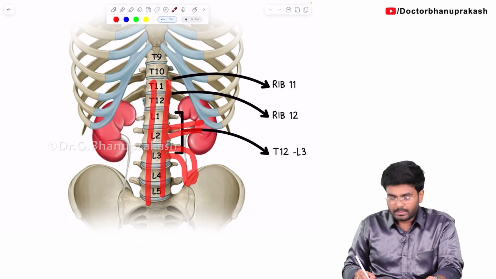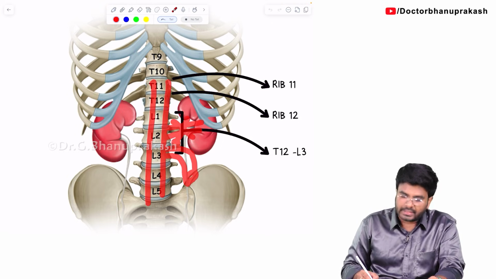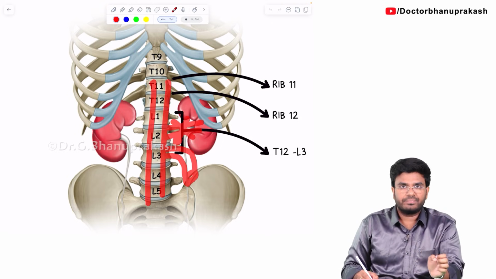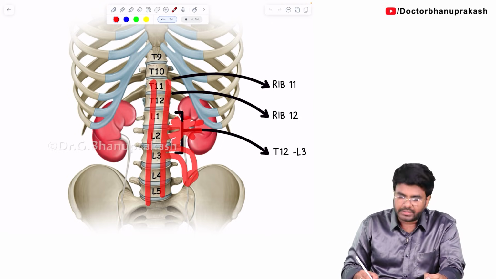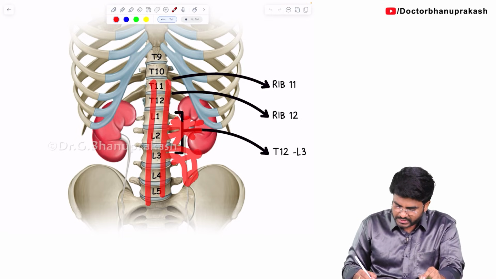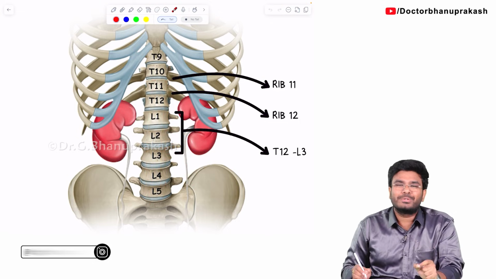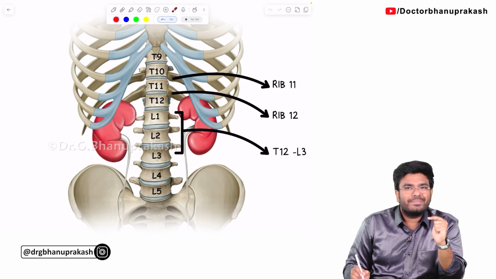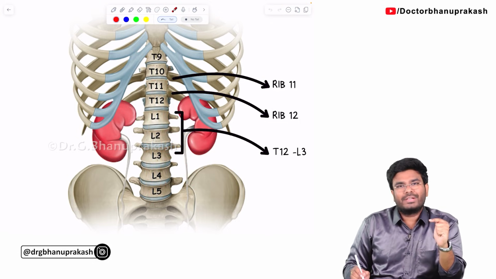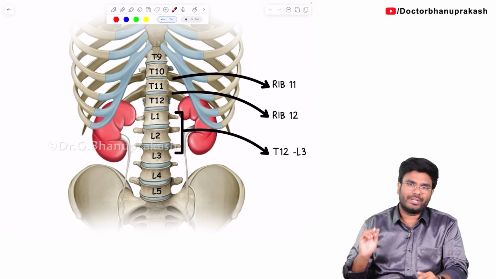Why do you have to know this? Because while performing surgery, let's say you are removing the kidney. So what you have to do, you have to ligate this renal artery, right? So instead of ligating the renal artery, if you ligate the testicular artery, what will happen? The blood flow to the testis will be compromised, so the testis will undergo necrosis. So you should always know that the renal artery arises above the level of the testicular artery. First renal artery, below it testicular artery. Both are branches of the abdominal aorta.